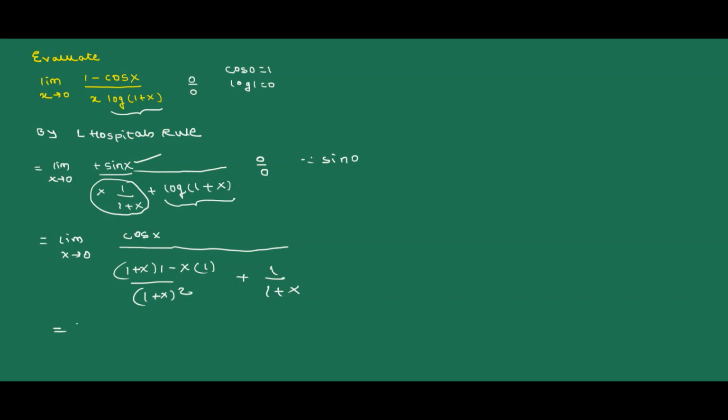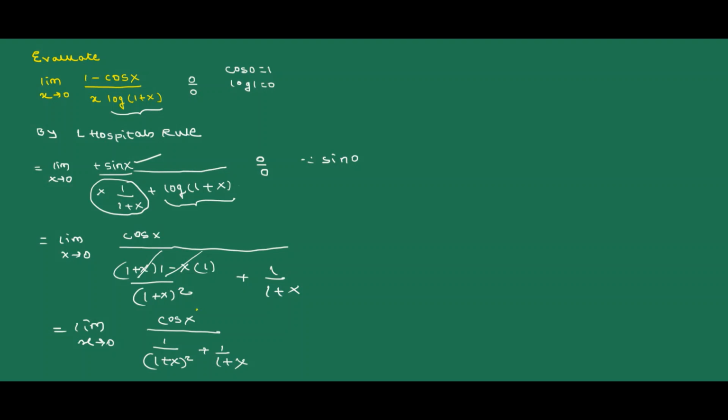Okay, so this is equal to, I will write once again, limit x tends to 0 cos x divided by, in this case this plus x and minus x get cancelled, so we are left with 1 divided by (1 plus x) whole square, plus 1 divided by 1 plus x. Now put x is equal to 0.